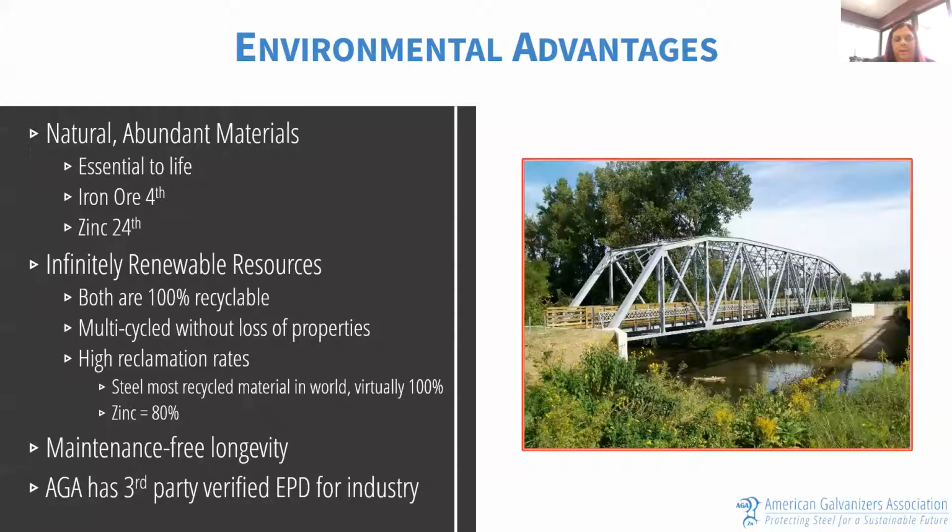Speaking with a group of folks that are involved in the forestry service, I know that sustainability is an important part of what you do and what you consider every day. And so one of the things that I like to talk about with galvanized steel is the environmental advantages that it provides. The thing that I like to start with is that galvanized steel is made of natural and abundant materials that are essential to life. So zinc is the 24th most abundant element in Earth's crust, and iron ore is the 4th. So they're readily available to us and able to be used for this type of construction.